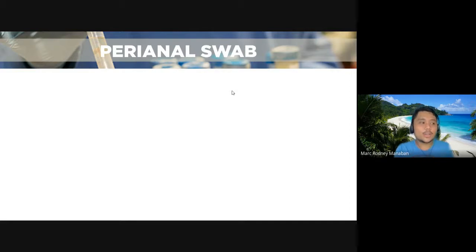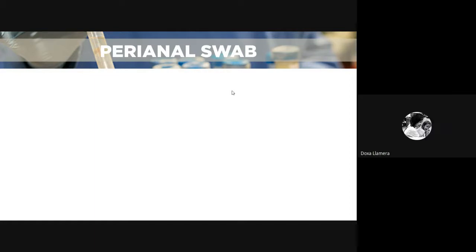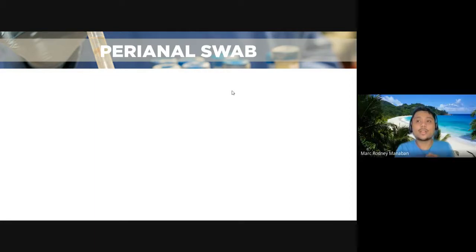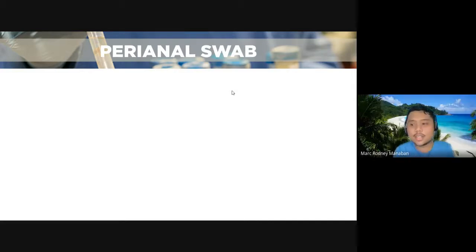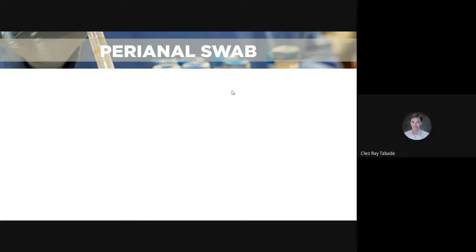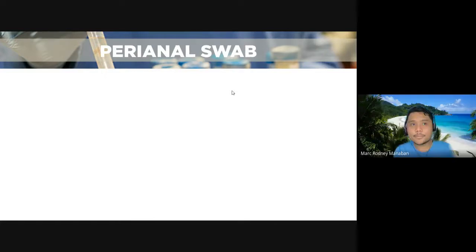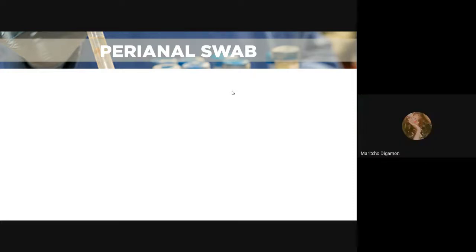Again, the stain of choice for intestinal microsporidia is modified trichrome. And the stain of choice for intestinal coccidia is modified acid fast. Very good. Again, what is the difference of the modified acid fast from the original acid fast method? The weaker decolorizer. Perfect. So which has the weaker decolorizer, the modified or the original? Modified. Very good.